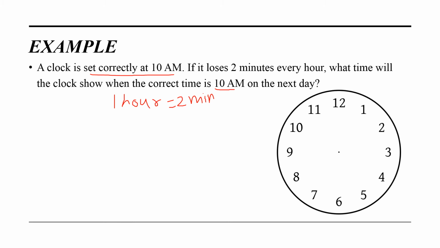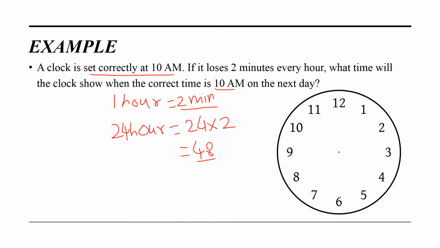On the next day if your clock is set correctly at 10 a.m. Okay, first we have to find the difference between 10 a.m. and 10 a.m. on the next day, that is 24 hours. We have to find how many minutes the clock loses in 24 hours. For that you have to multiply 24 with 2. 24 times 2 gives you 48.